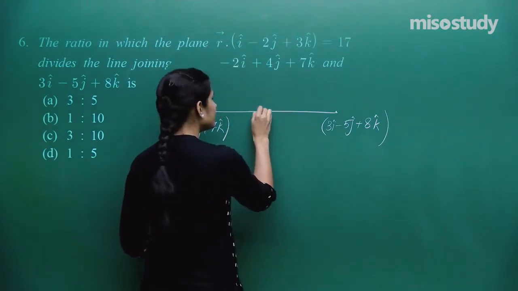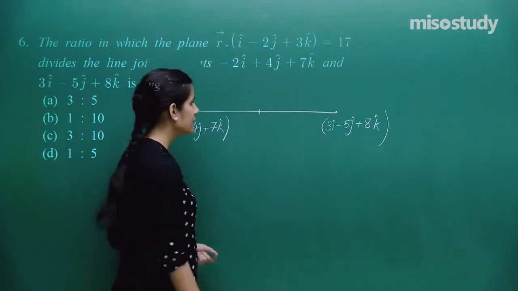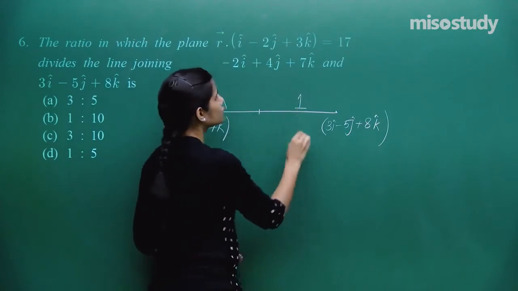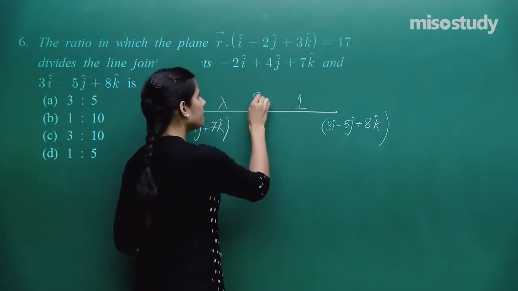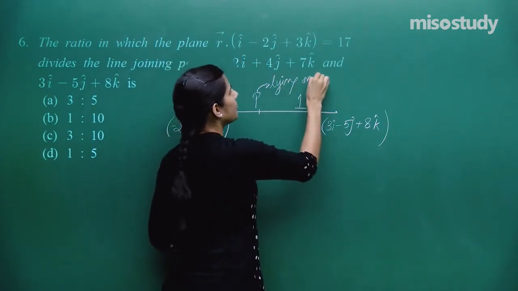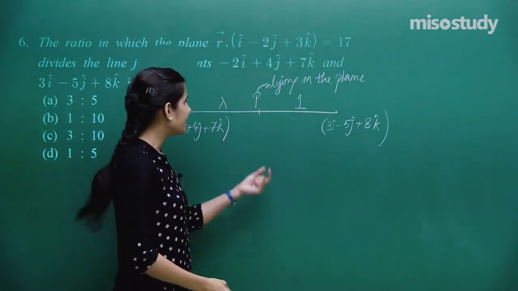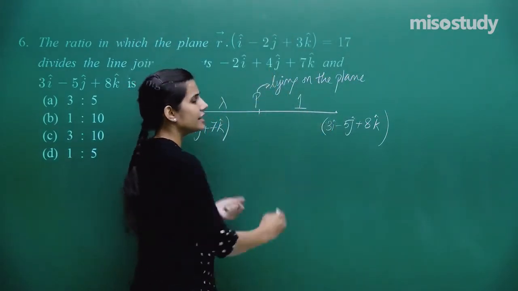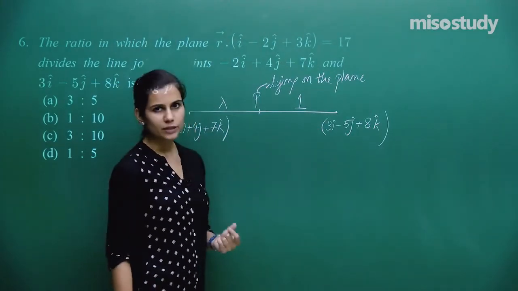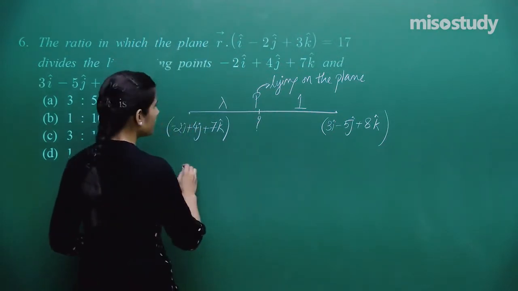There is a point at which this plane is passing through this line segment, and that plane is dividing this line segment in some ratio, say lambda is to 1. So, this point P is basically a point lying on the plane. This is the point where the plane is intersecting the line, and that intersection is dividing the line in the ratio lambda is to 1. I don't know the ratio. I am going to take the ratio as lambda is to 1 and then compute the position vector of this point. What is the position vector of this point?